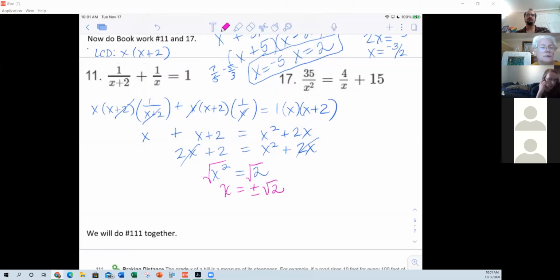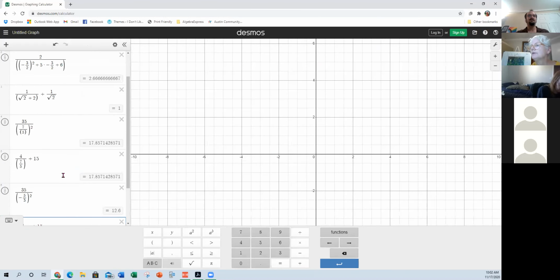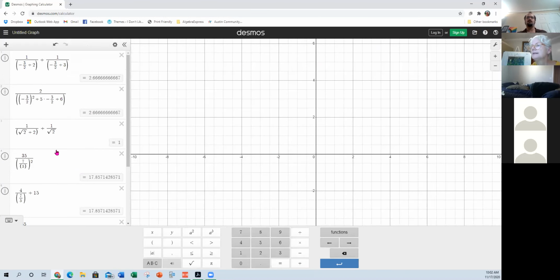I check that. Okay, so I didn't check both of them, but they both should work. If I check just the 1 over square root of 2 right here, you can see that 1 over root 2 plus 2 plus 1 over root 2 does equal 1. And negative will also work.